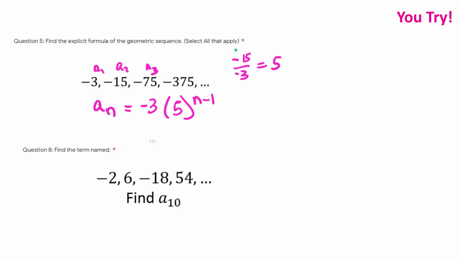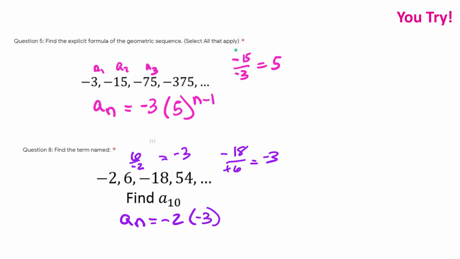This next question says, find the term a10. I need to first figure out what my explicit formula is. So I have 6 divided by negative 2, which is negative 3, and then negative 18 divided by positive 6 is negative 3 as well.